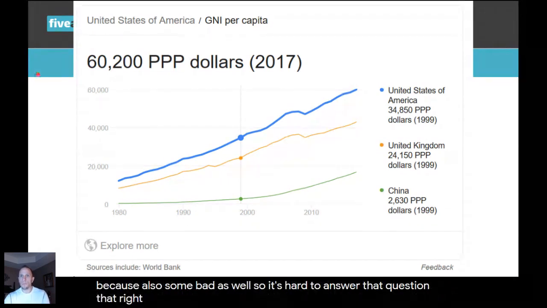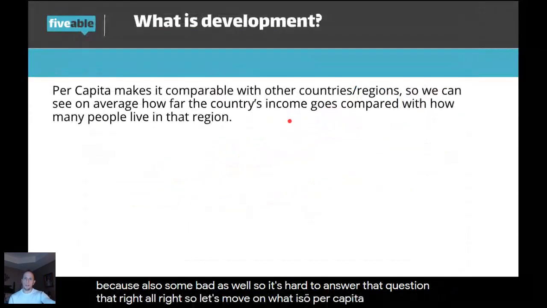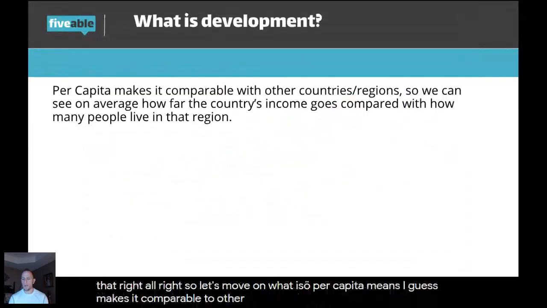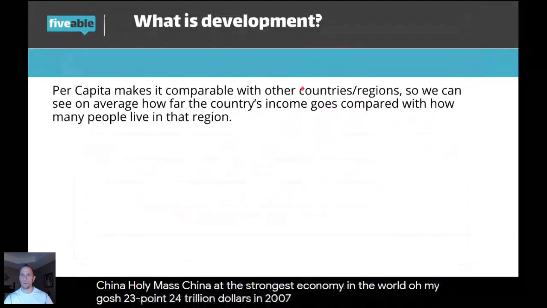All right, so let's move on. Per capita makes it comparable to other countries and regions. So if you look at China, the strongest economy in the world, $23.24 trillion in 2017. Instant replay, ladies and gentlemen. The United States is not that high.